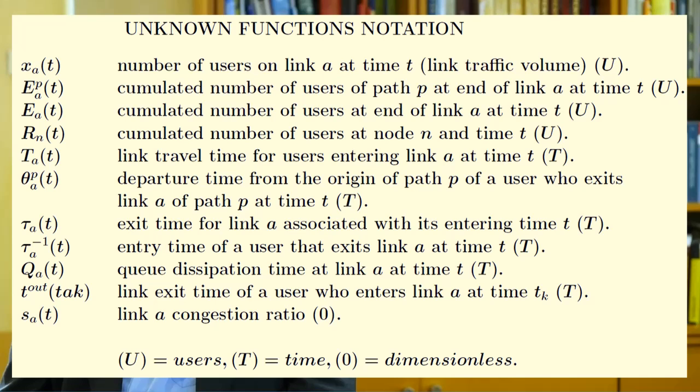Tau A of t is the exit time for link A associated with its entering time t. Tau A minus 1 of t is the entry time of a user that exits link A at time t. QA of t is the queue dissipation time at link A at time t. T out of TAK is the link exit time of a user who enters link A at time tk. And finally, SA of t is the link A congestion ratio. All these functions are time, user, or dimensionless variables, as indicated by t, u, or 0 respectively.